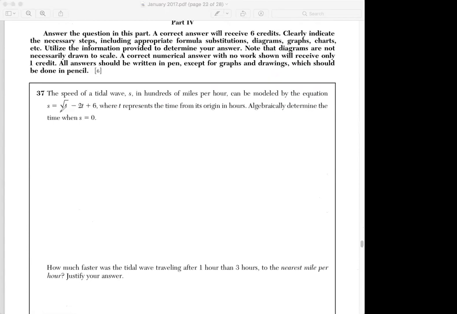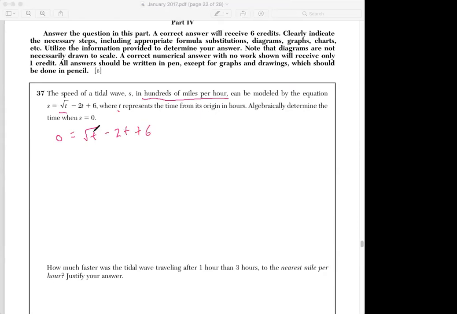This is a radical equation. They're saying the speed of a tidal wave s in hundreds of miles per hour can be modeled by this equation, where t represents the time from its origin in hours. Algebraically determine the time when s equals 0. So 0 we replace for s equals radical t minus 2t plus 6.